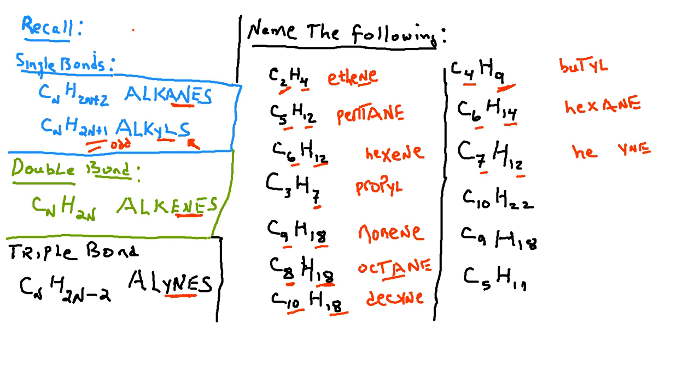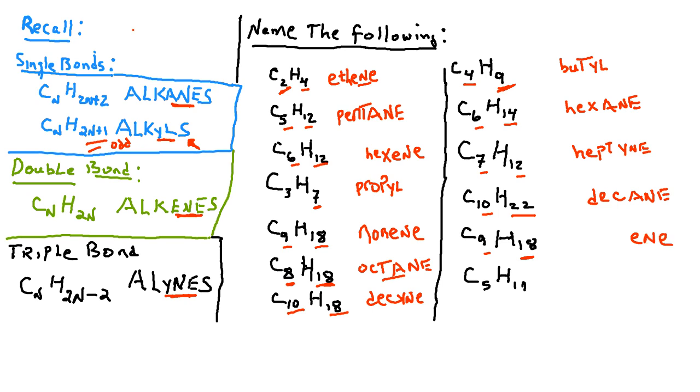Here, n is 10. 2 times 10 is 20. Plus 2 is 22. So this is an ane, A-N-E. And the prefix for 10 is dec. So this is decane. Okay. Here we have n is 9. And 2 times 9 is 18. So we have n and 2n. This is, again, an ene. And 9, the prefix is non. So this is nonene.